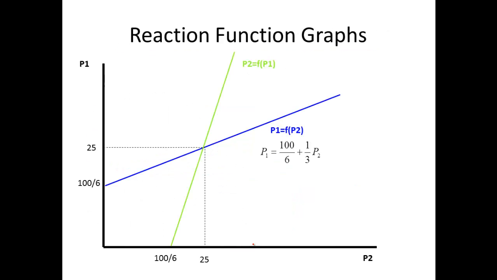And what are we doing graphically? Here I'm just showing the reaction functions for the two firms. For example, this blue one is firm 1's reaction curve. P1 is 16.67, or 100 over 6, plus 1/3 times P2. So the higher is P2 along this axis, the higher is optimal P1 along this axis. And firm 2's reaction curve is drawn in green. Where they cross is the price of 25 for each firm.